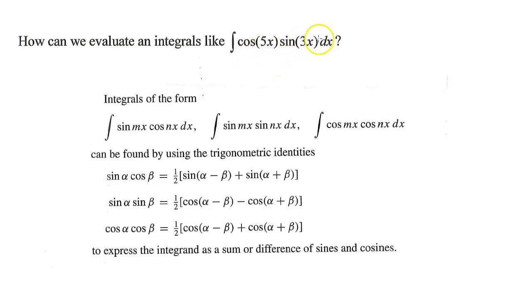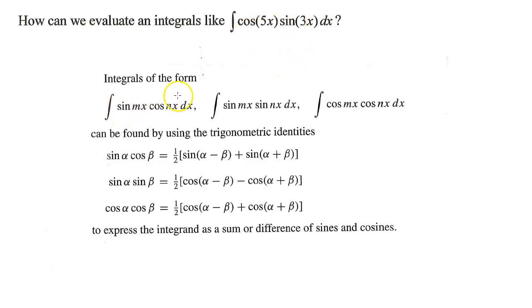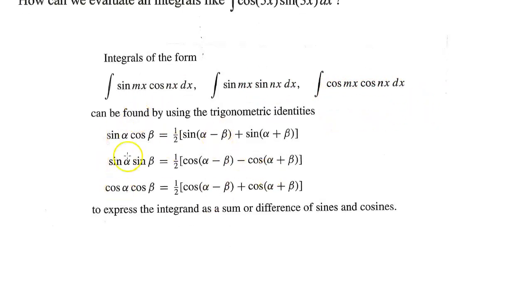So how do we integrate this? Well, it turns out that we can integrate things like sine of mx times cosine of nx, or sine of mx times sine of nx, or cosine of mx times cosine of nx. We can integrate these using these trig identities. Where do these identities come from? I'll explain that in a second. We're almost done with the video. But then also, how do we use these identities? So this is an identity for sine alpha cosine beta, or sine alpha sine beta, or cosine alpha cosine beta. We have these identities. So where do these identities come from?